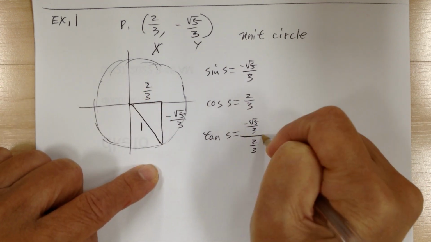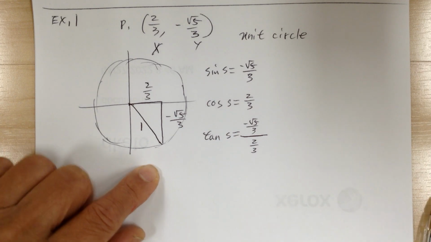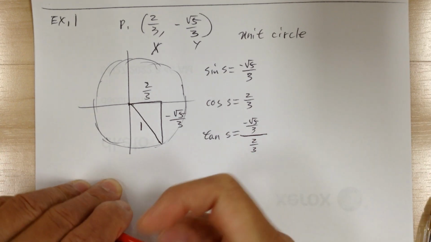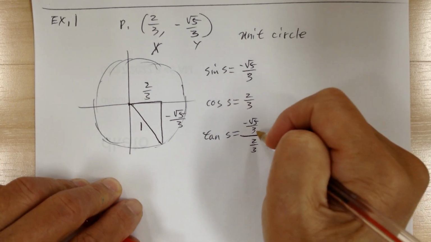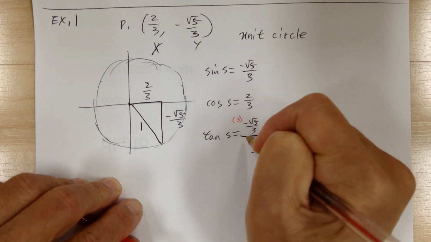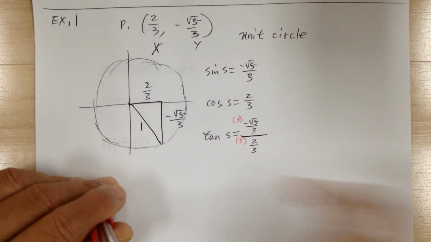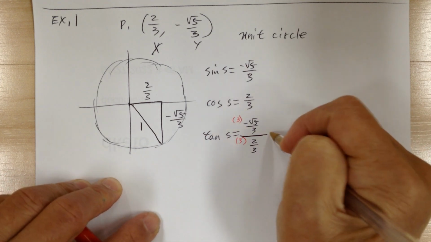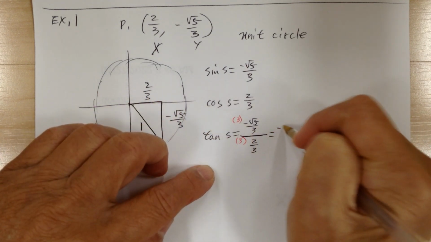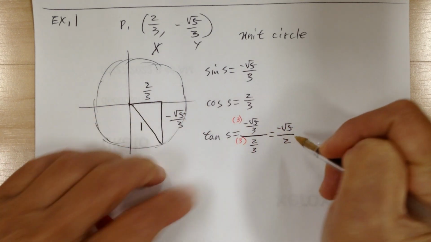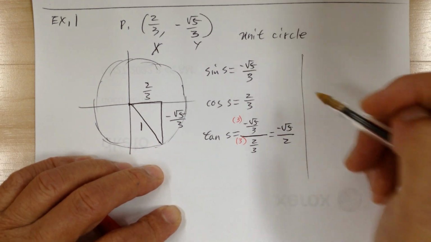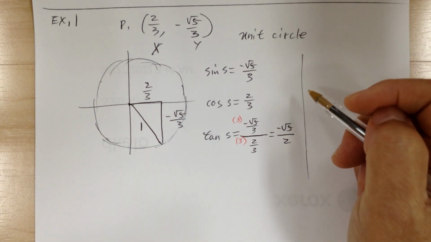2 over 3. Now when you have a complex fraction, to simplify a complex fraction, you multiply by the common denominator. So the common denominator is 3, so you multiply by 3. That way they will cancel out. So 3 and 3 cancel out, and you get negative square root of 5 over 2. Once you do that, now you can go and get the other 3.